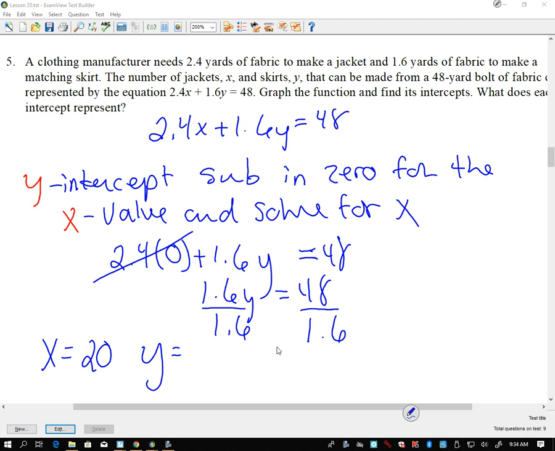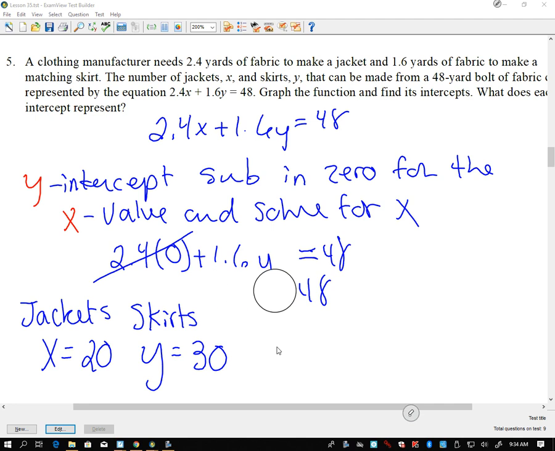30. All right. So keep in mind, what did X represent up here? In my information, what is X? Jackets. Okay. And what is Y? Skirts. All right. And what they're telling me is that I only have so much material I can make. It uses so much material to make a jacket. It uses so much material to make a skirt.